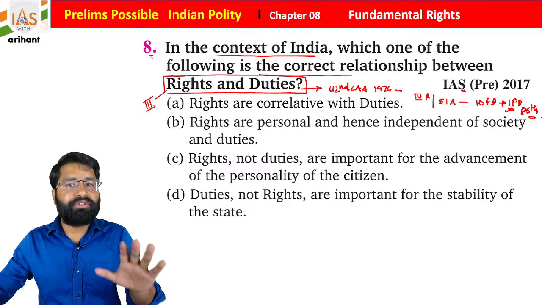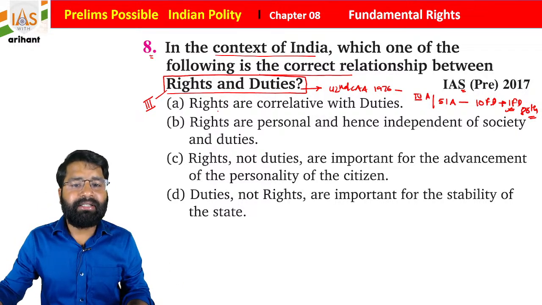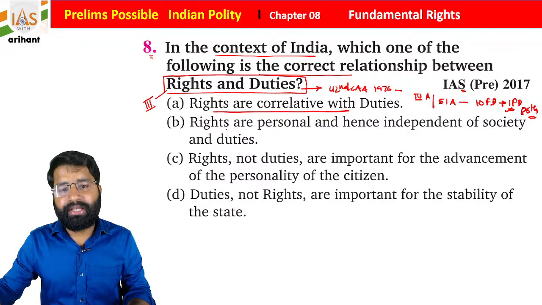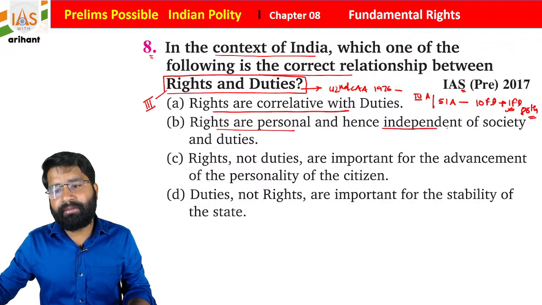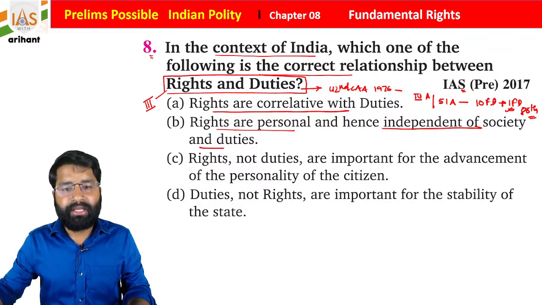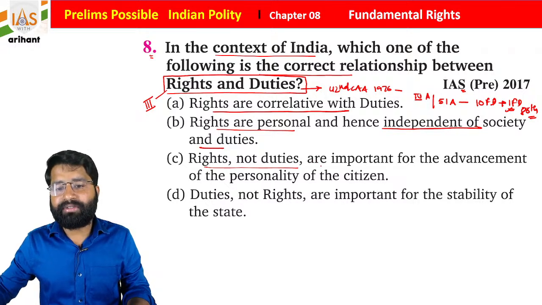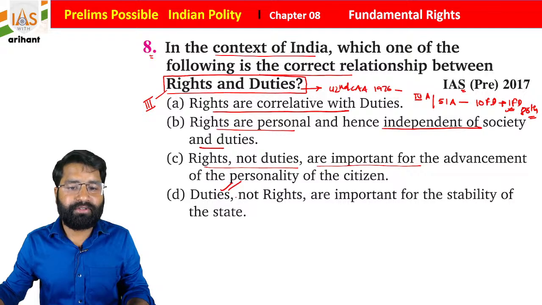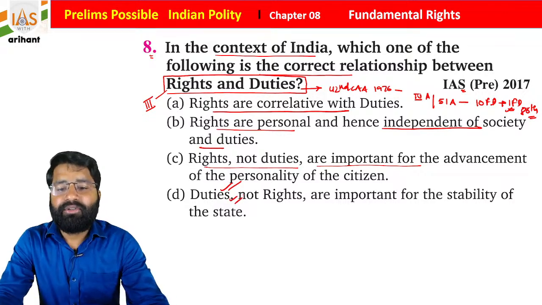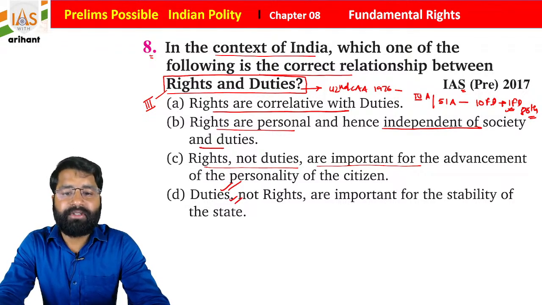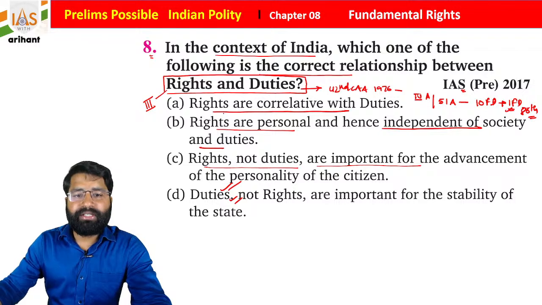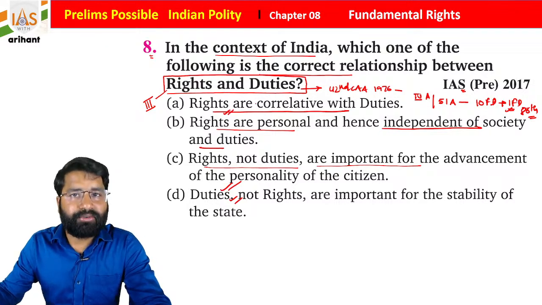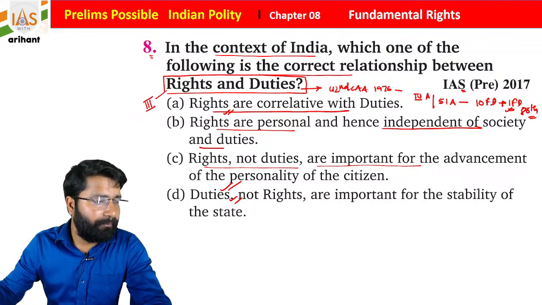Okay, so this is important. Rights are correlated with duties. Rights are personal, hence independence of societies and duties. Rights do not include duties and are important for the advancement of the personalities of Indian citizens. Duties, not rights, are important for the stability of the state, students. So what is going to be the right answer? What you see, students, is that rights are correlative with duties. So you have to perform both.